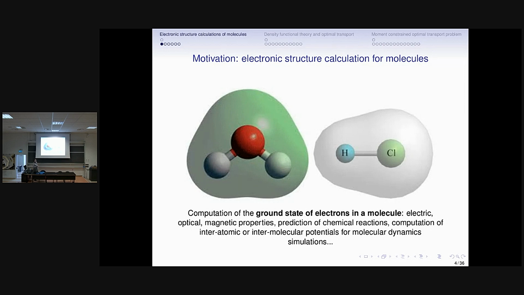And more precisely, what we are after, and which is of vital importance for quantum chemists, is to know what is the state of the electrons within a molecule that yields the lowest possible energy. This is called the ground state of the electrons. And why is this important? It's because knowing this ground state of the set of electrons enables us to predict many properties of the molecule: electric, magnetic, chemical reactions, and so on and so forth. And so that's what we are after here.